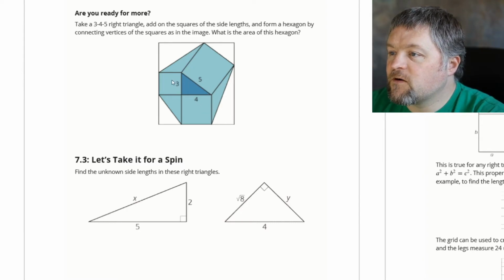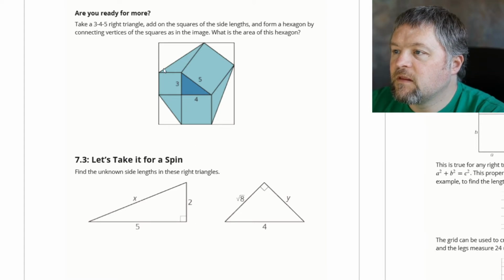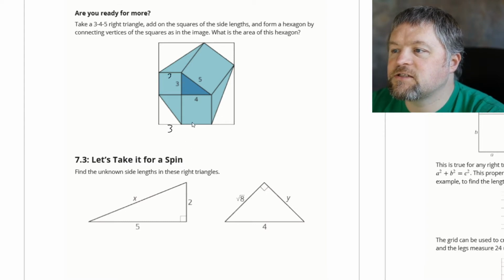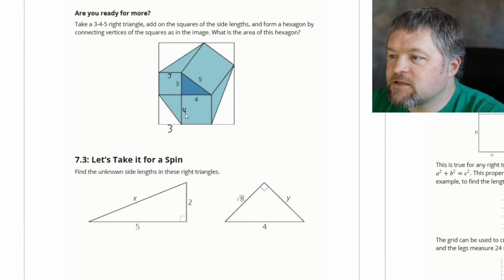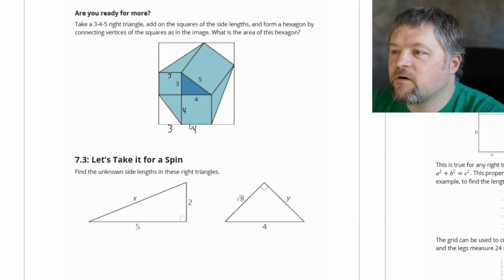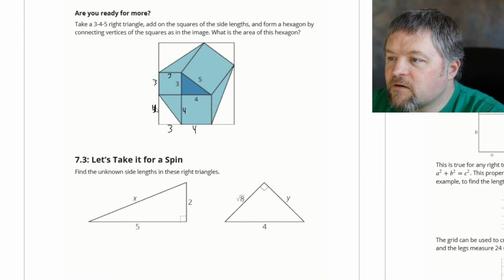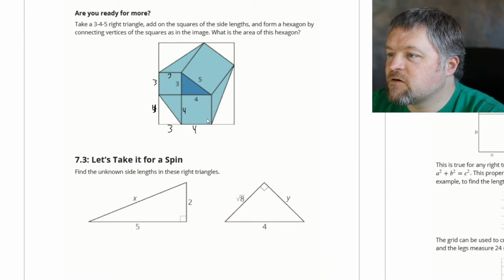Well, first, what else do we know here? We know if these are squares, this length also has to be 3, which means this length also has to be 3, which means this length also has to be 4, this has to be 4, that has to be 3, that has to be 4. That should have been a 4, because those are both 4.